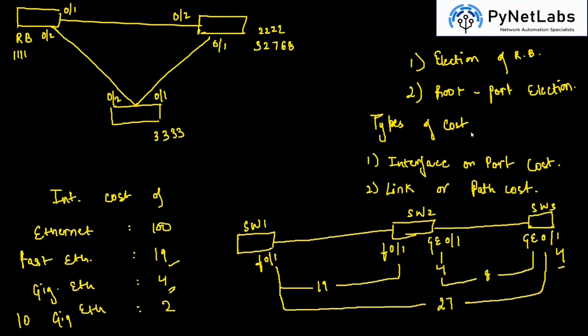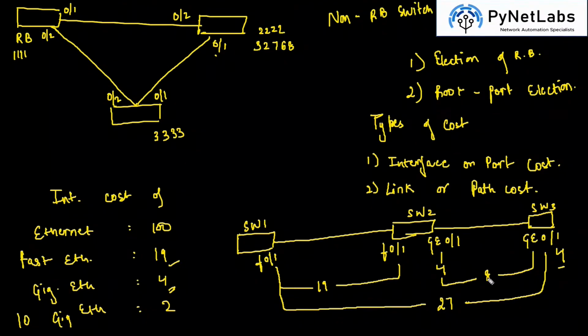So basically, root port is the port of a non-root bridge switch. This port connects the non-root bridge switch to the root bridge. So if we look into the diagram, we know that root bridge is switch 1, right? So root port is something which is there on non-root bridge switch.